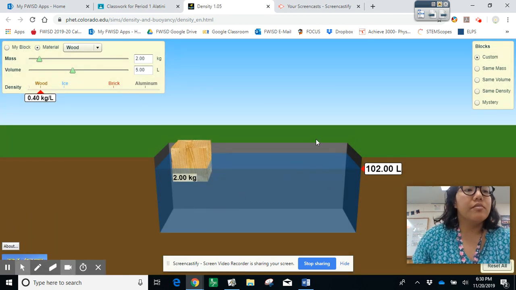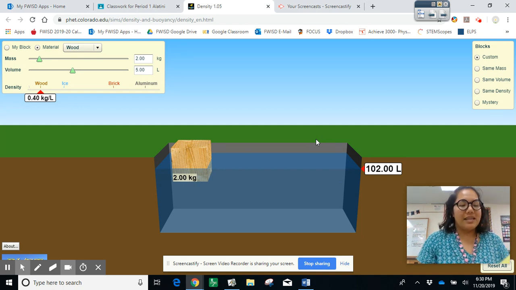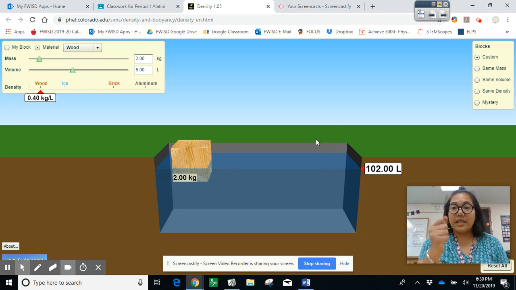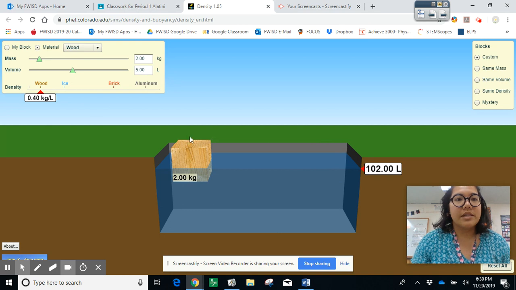simulation. So once you get into your simulation, you are going to have to use your yellow paper. So this is the yellow paper that we are working on today. Okay, it looks just like this. And we are going to start filling out the paper as we do it. So I'm going to pull it up.